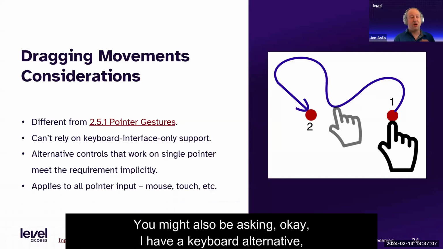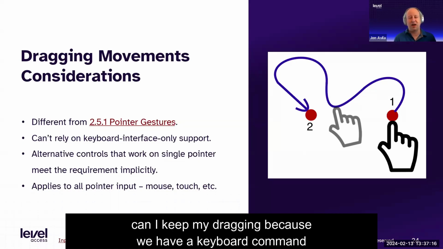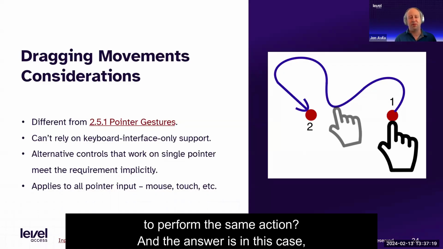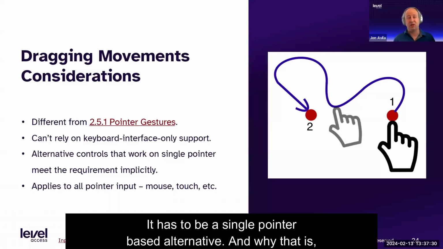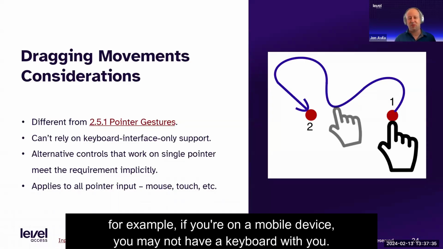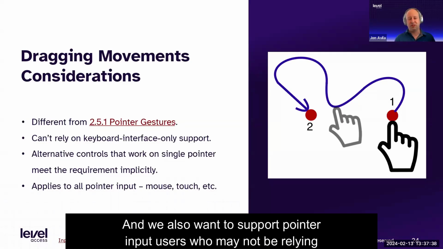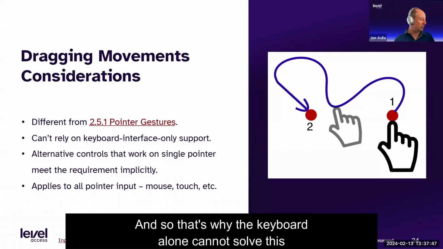You might also be asking, okay, I have a keyboard alternative. Can I keep my dragging because we have a keyboard command to perform the same action? And the answer is, in this case, no. The keyboard alternative is not acceptable. It has to be a single pointer-based alternative. For example, if you're on a mobile device, you may not have a keyboard with you. And we also want to support pointer input users who may not be relying on a keyboard. So that's why the keyboard alone cannot solve this.